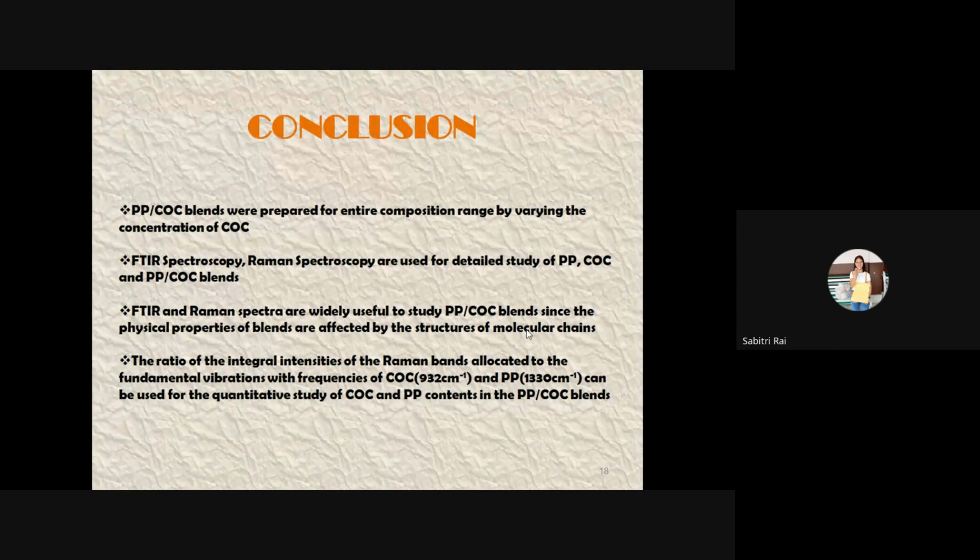Now, finally, what we can conclude from this topic is that FTIR spectroscopy and Raman spectroscopy are utilized for detailed study of neat COC and PP-COC blends, and the physical properties of the blends are affected by the structures of molecular chains. The addition of COC to PP causes notable changes to the IR and Raman spectrum bands of PP-COC blends. And even the difference in the content of the blends led to considerable monotonic variations in IR and Raman spectra of PP-COC blends.